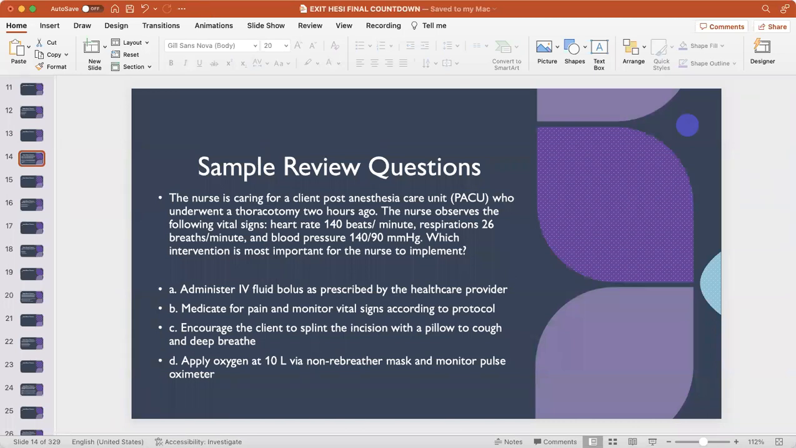The nurse is caring for a client in the post-anesthesia care unit, or PACU, who underwent a thoracotomy 2 hours ago. The nurse observes the following vital signs. Heart rate is 140. Respirations are 26. Blood pressure is 140/90. Which intervention is most important for the nurse to implement? A, administer IV bolus as prescribed by the healthcare provider. B, immediately medicate for pain and monitor vital signs according to protocol. C, encourage the client to splint the incision with a pillow to cough and deep breathe. Or D, apply 10 liters non-rebreather mask and monitor pulse ox.